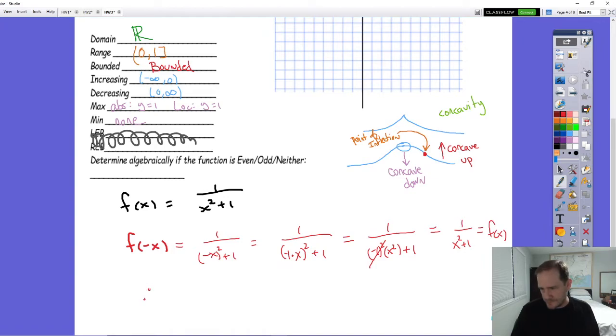So, therefore, f of x is even. Why? Because f of x is equal to f of negative x. Okay.